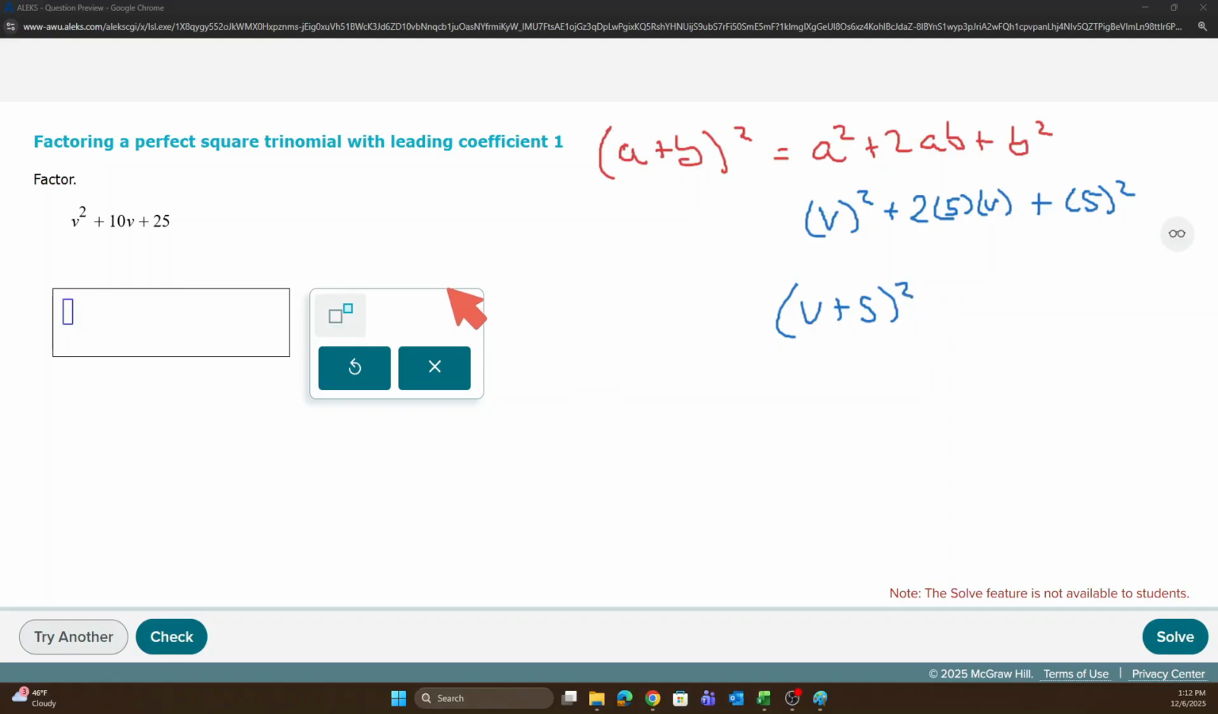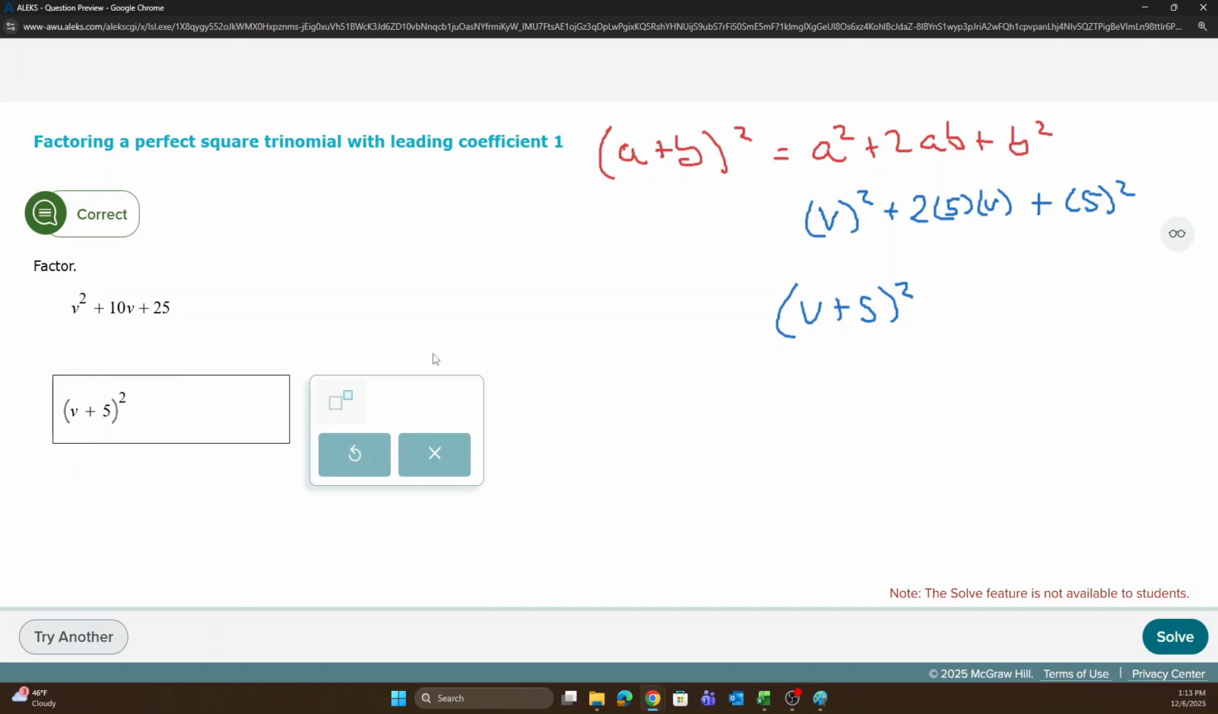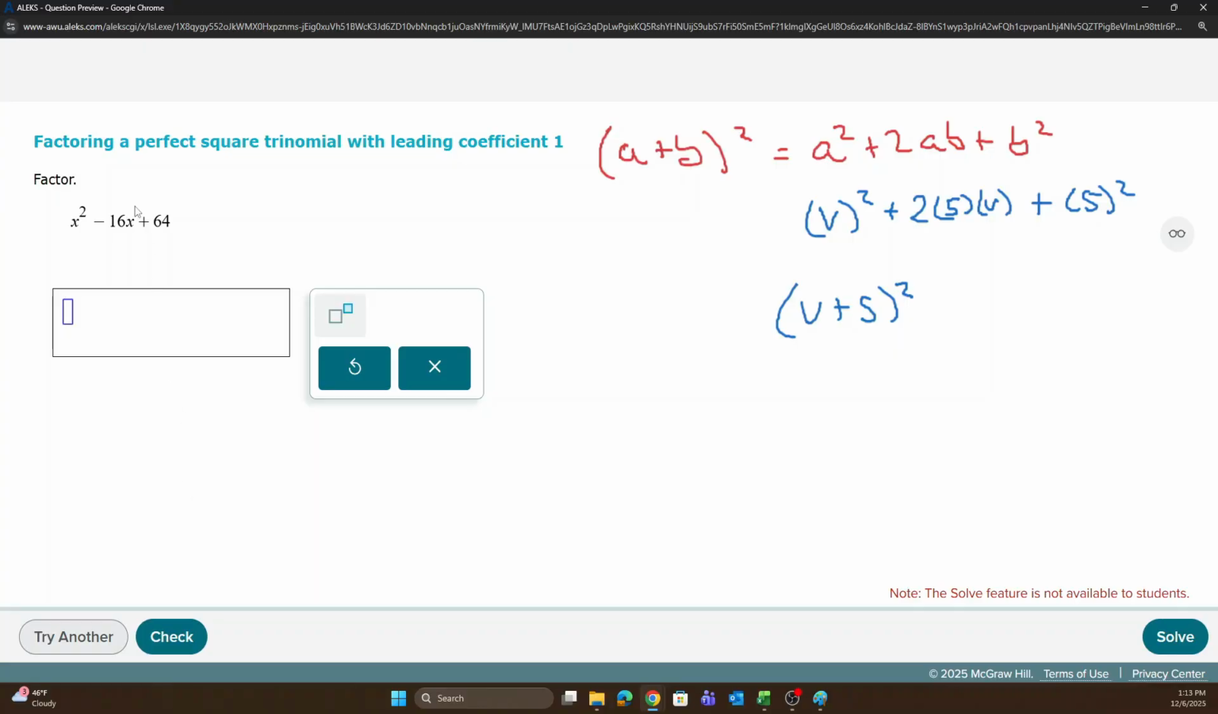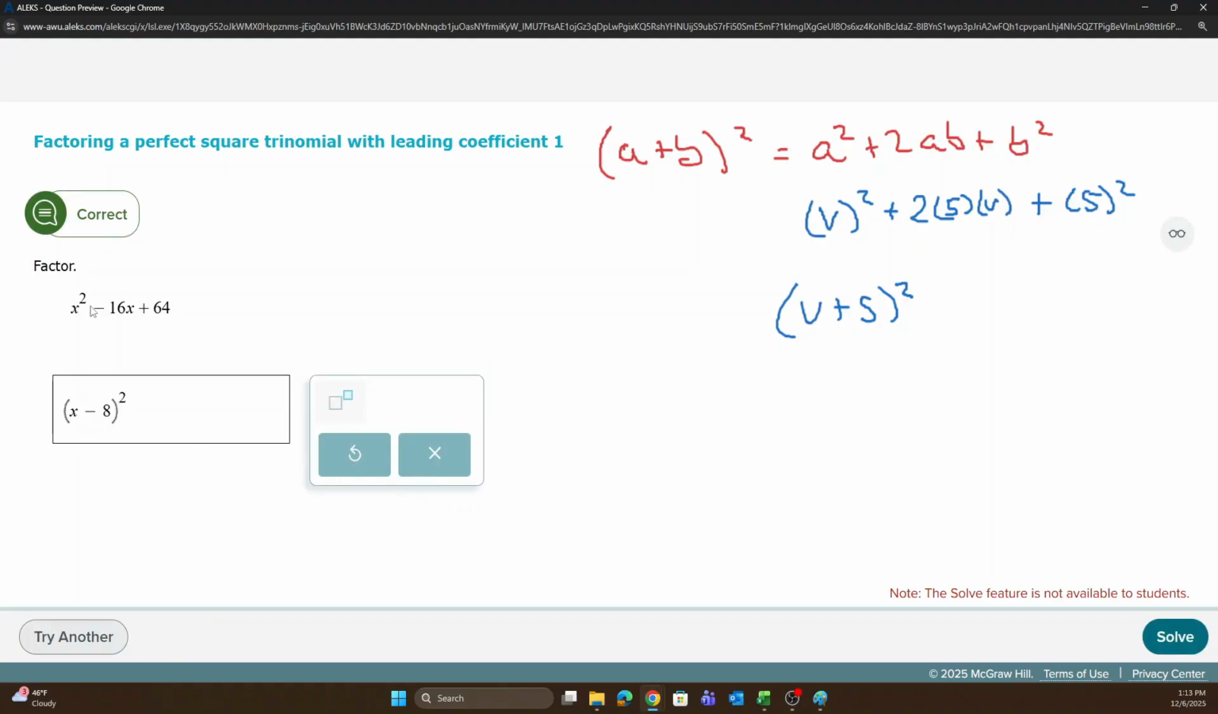squared. V plus 5 squared. Now you're not always going to get a plus plus. If you do get the plus plus, then this is a plus. But let's say if you get this minus plus like this, then you get a minus. So you'd end up with the x minus 8 squared. And I know it's x minus 8 because 16 is 2 times 8, and 64 is 8 squared. But see, now that you have the minus plus, it's a minus here.